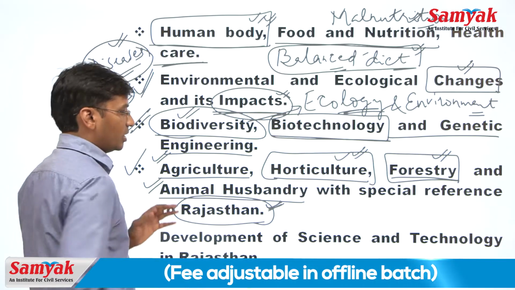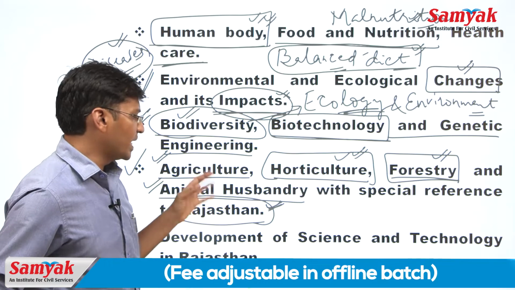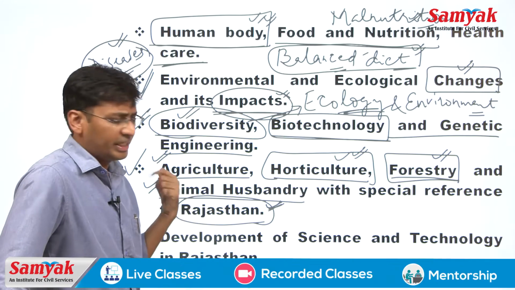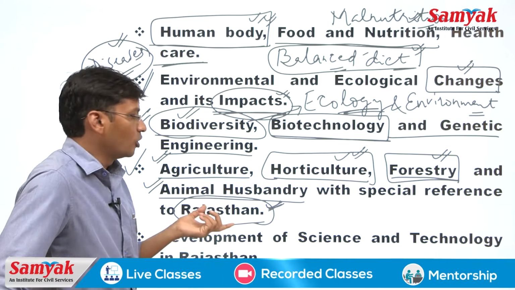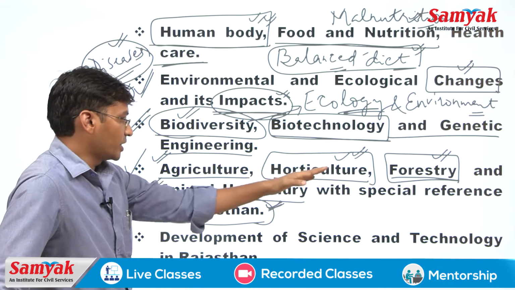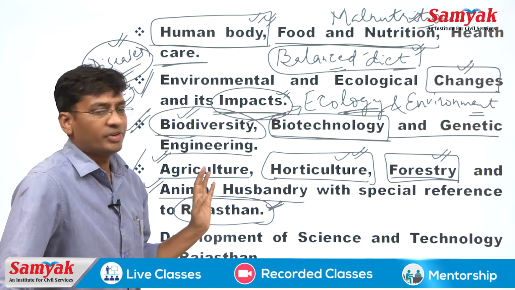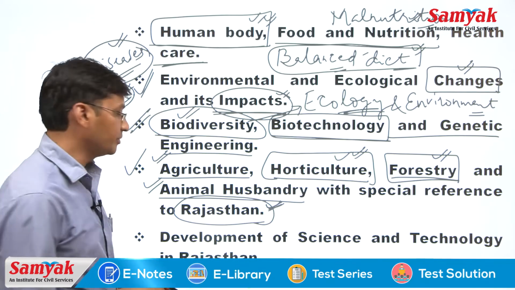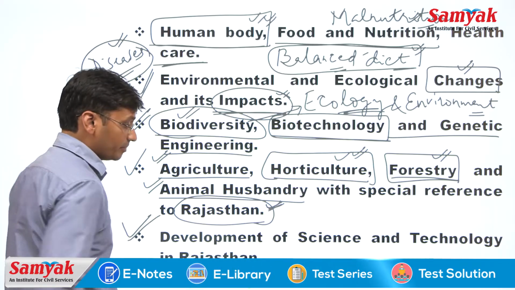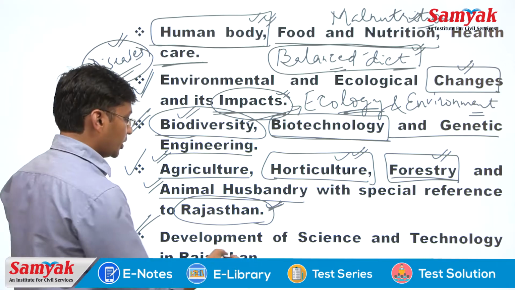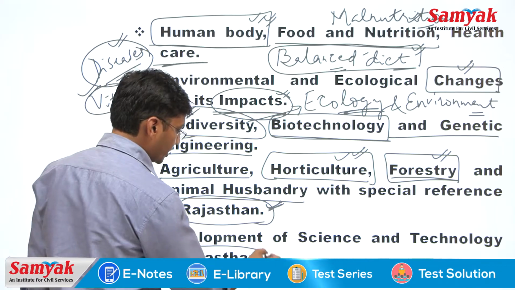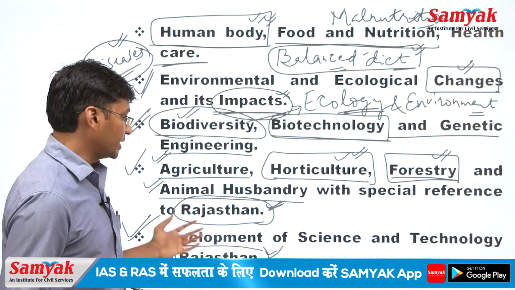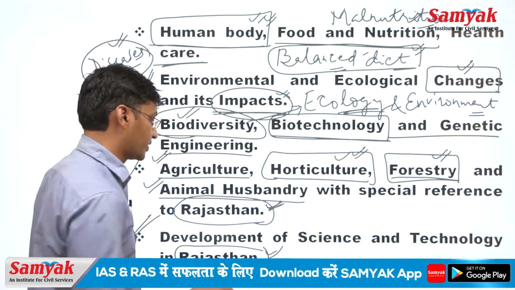So, these questions are more or less factual type of questions, that is they need not any detailed discussion, okay. So, agriculture, horticulture, forestry and animal husbandry with special reference to Rajasthan. Then the next is the development of science and technology in Rajasthan. So, whatever developments are taking place particularly in our state, Rajasthan, the questions will be from this part.